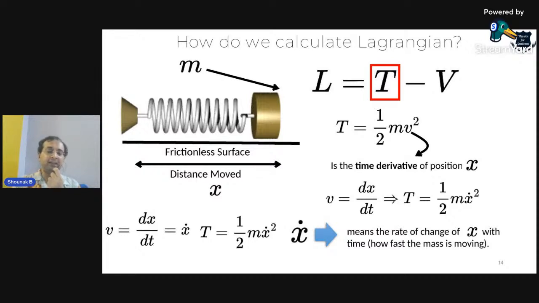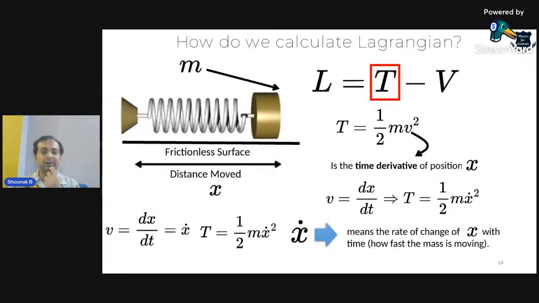So if v equals dx by dt, which equals x dot, automatically T equals half m x dot squared. So x dot means the rate of change of x with time. That means how fast the thing is moving. So this is basically how we calculate what is called the kinetic energy.